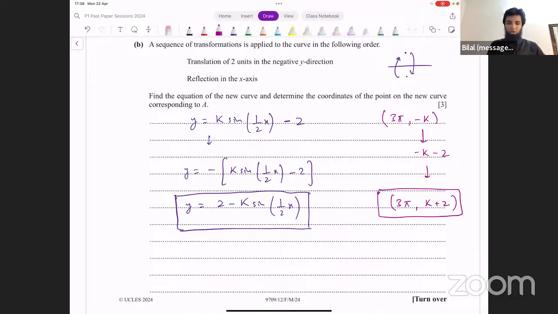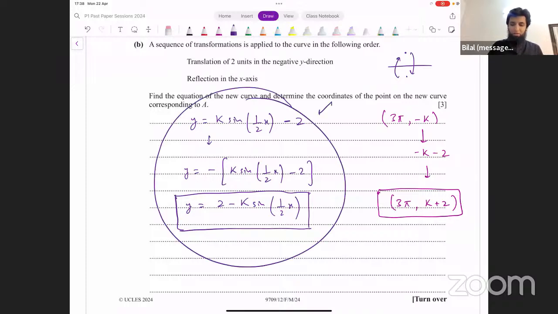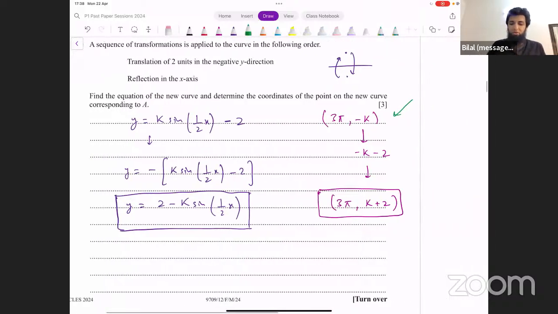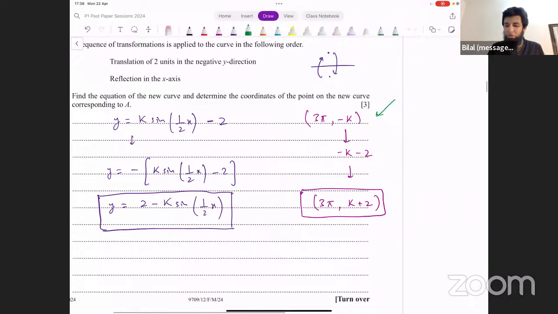the new coordinate. Okay, so if you understand what we are doing here, we're doing exactly the same thing to this point now. There are two transformations that are happening. So when you do translation, whatever was the original y coordinate, since you have to go 2 units down, that would become y minus 2, right?